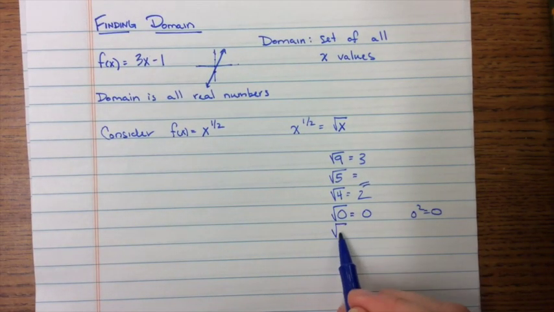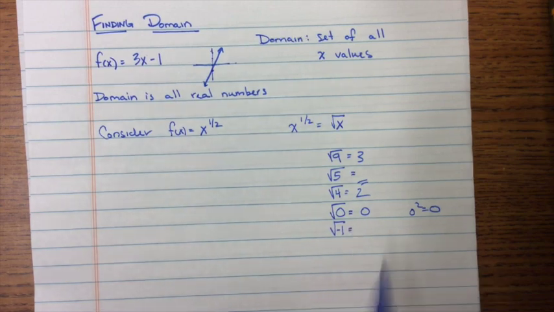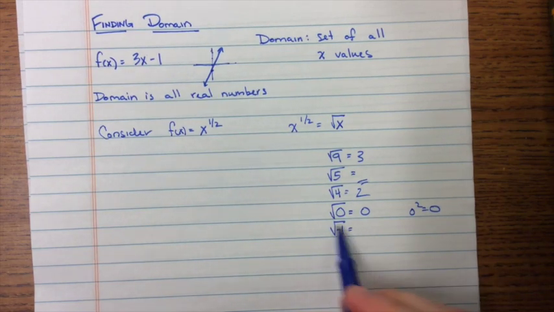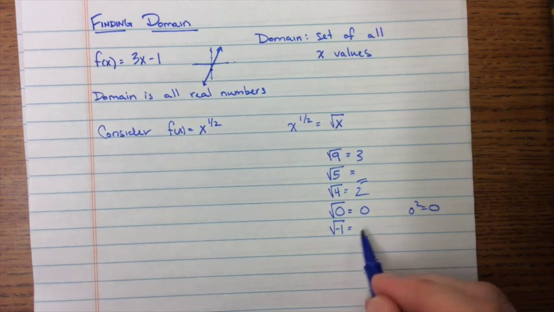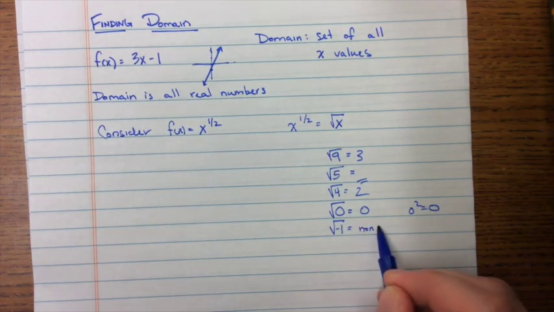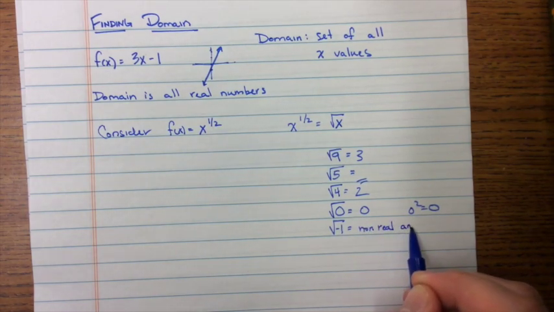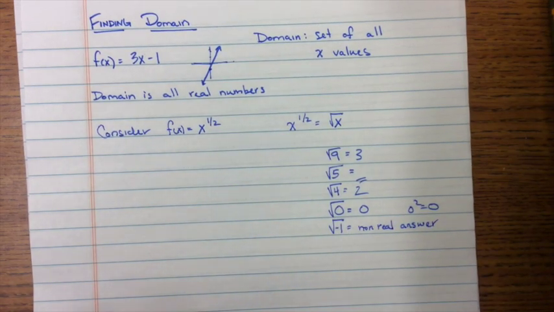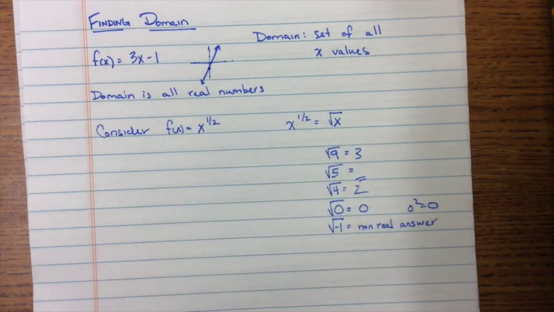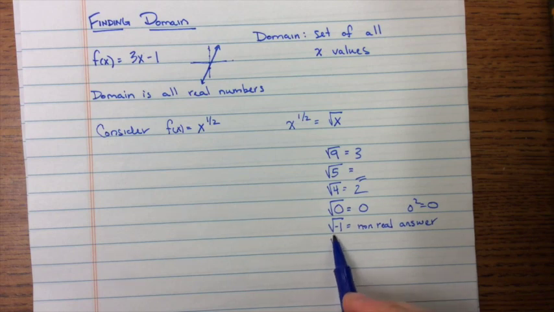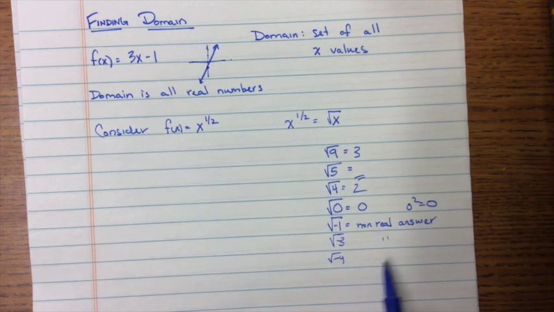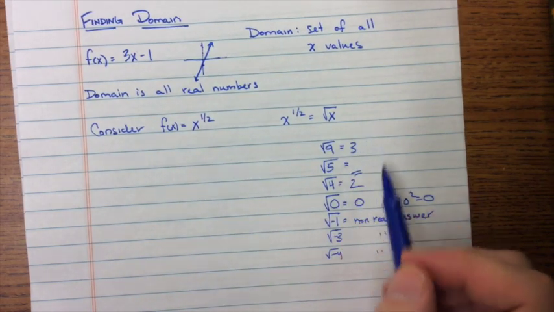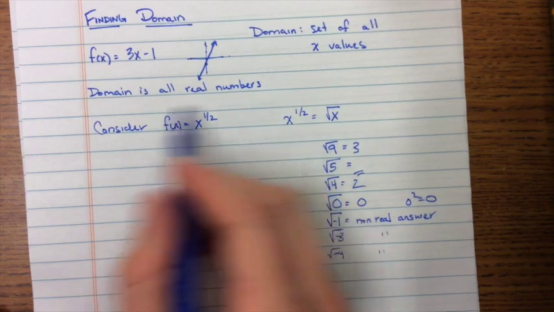But then you get into things like, what about the square root of -1? We said when you do square roots of -1, we're getting a non-real answer. And so if that's the case, then we can't use negative numbers in our domain. We can't substitute a negative number into the square root function and get a real answer. Same for square root of -3, square root of -4, any of those are going to be non-real answers. So in this case, we have to restrict our domain.